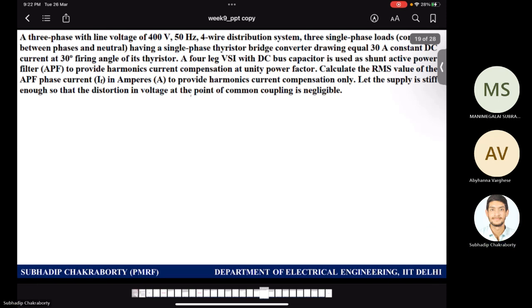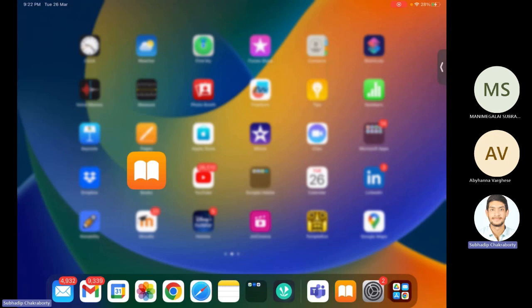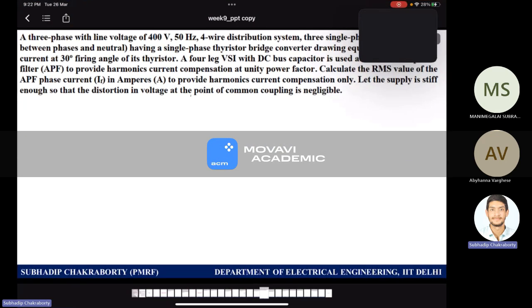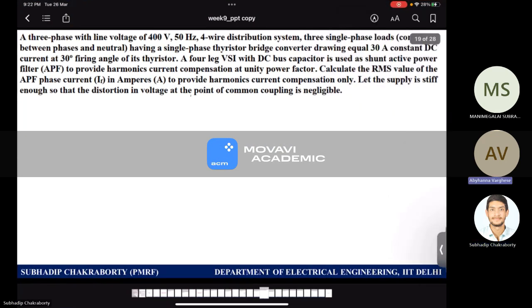Everyone seeing? I can just see. Someone is there in the session, right? Okay. So the problem is visible, right, on the screen? Yes, sir.